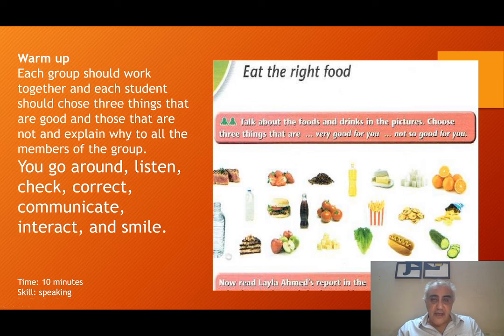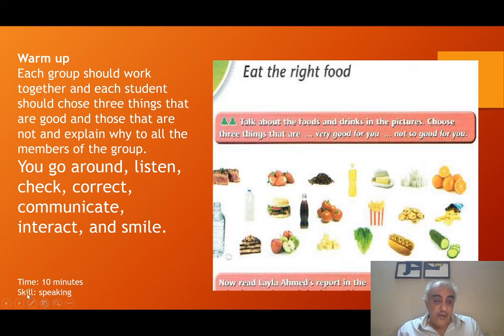Now again, you have two types of books: the workbook and the activity book. You need to choose some activities from the workbook. Of course, you need to prepare this before you start your lesson. You need to choose some topics from the workbook and support them with some activities from the activity book. Of course, this is the warm up.